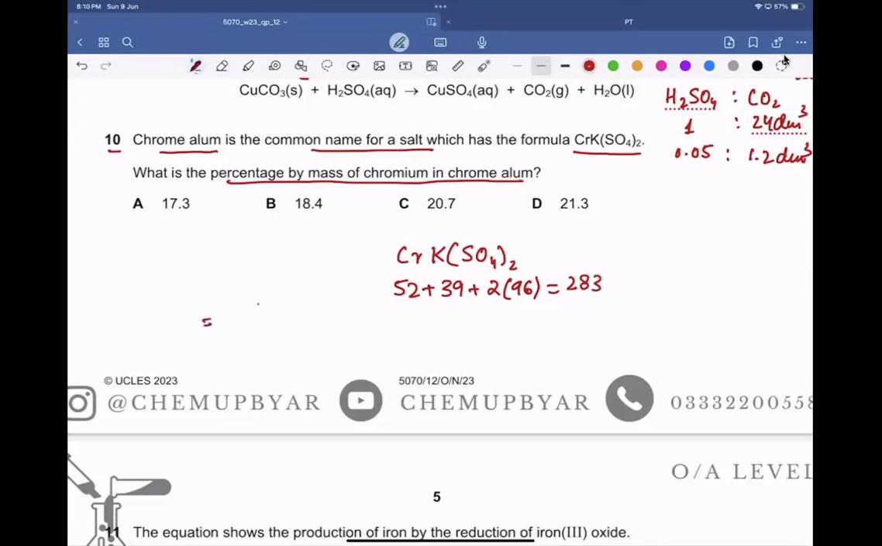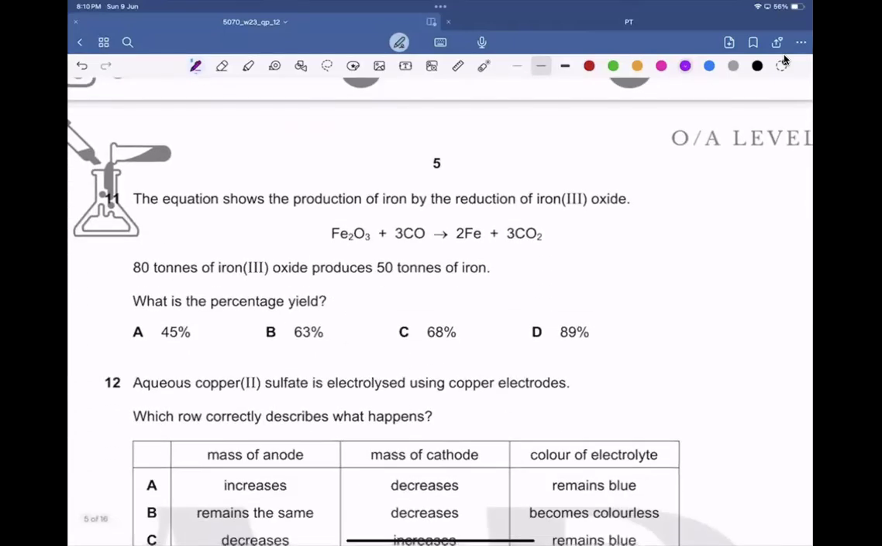Now percentage of chromium, 52 divided by 283 multiplied by 100. 18.374. So on 3 significant figures, it would be rounded off to 18.4. So B is the correct answer. A, C, and D go wrong. And B is our correct answer. Yes, Rahim, good. Okay. Now question number 11.